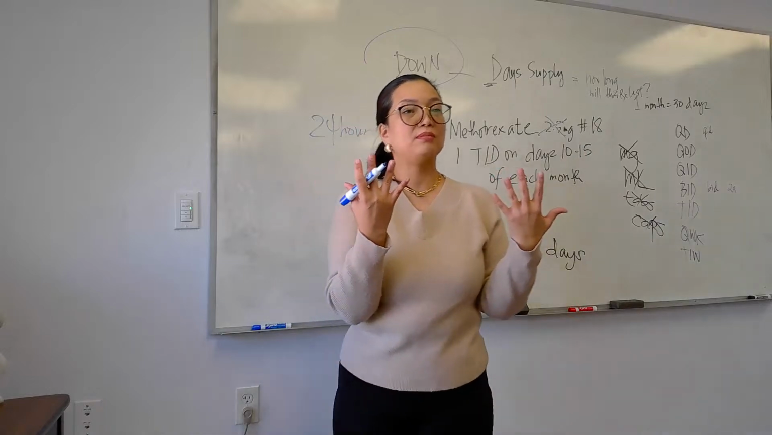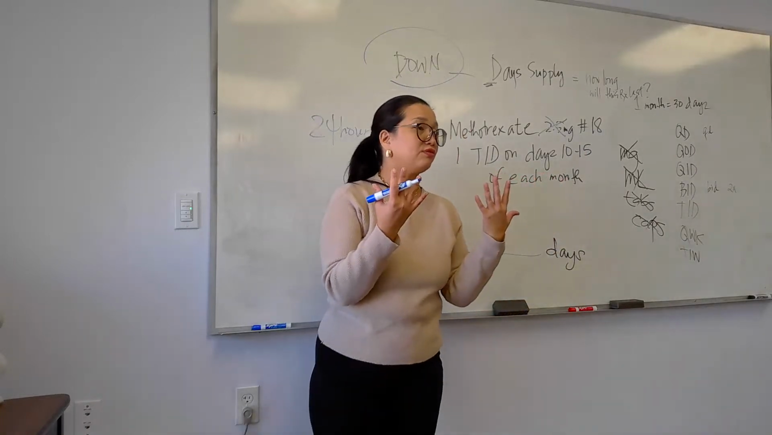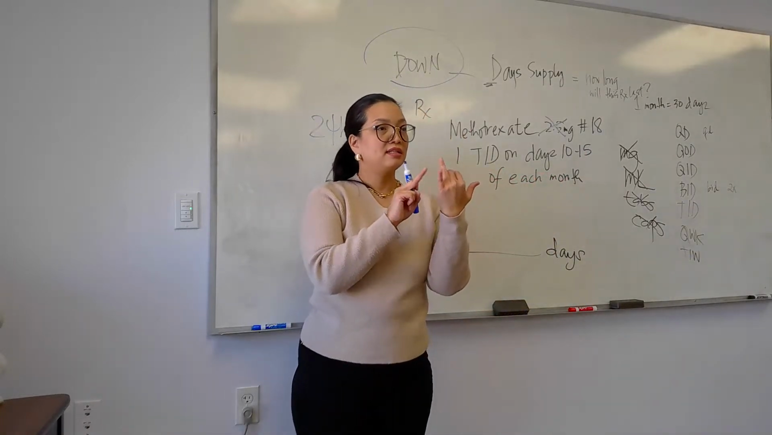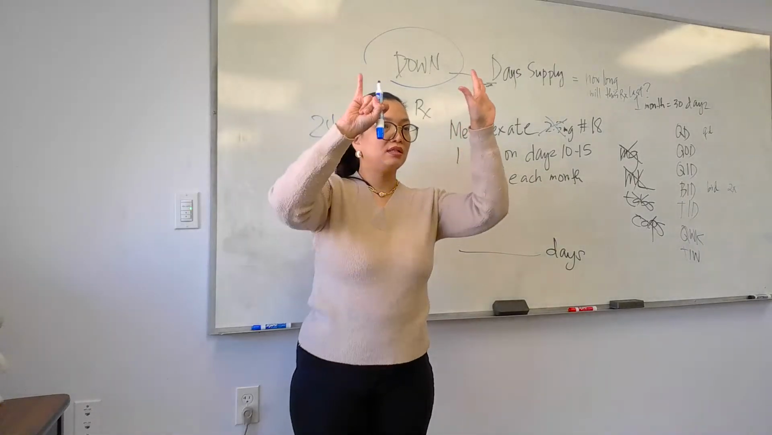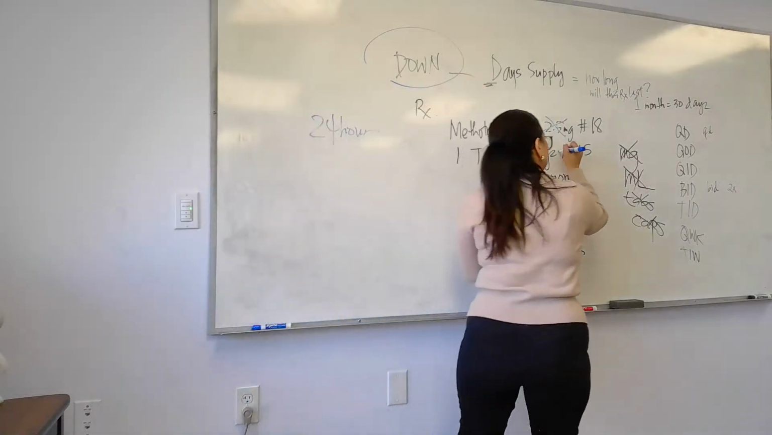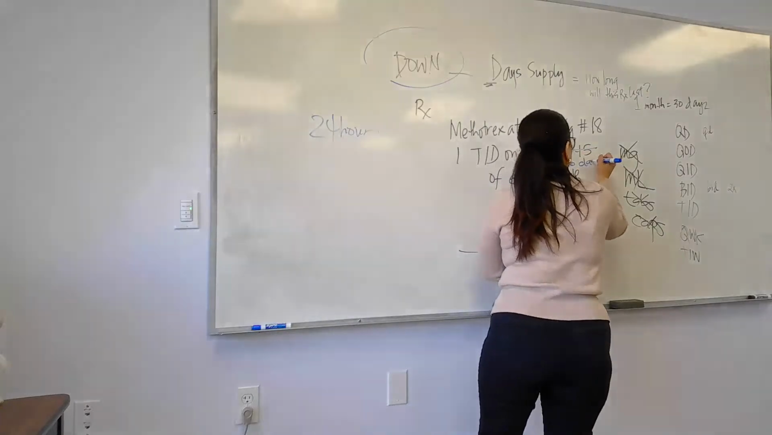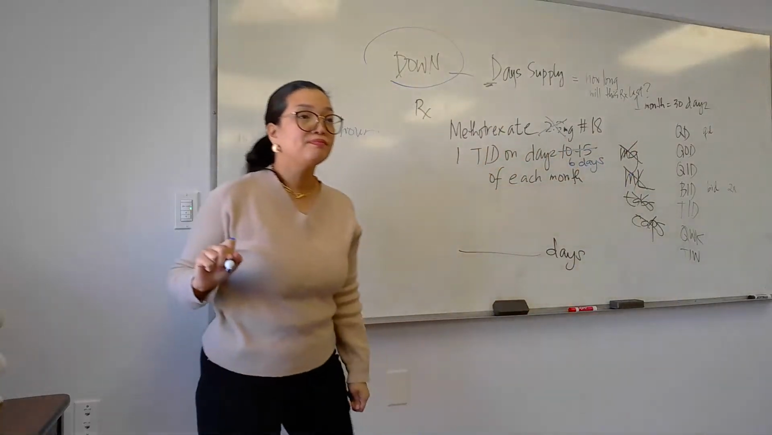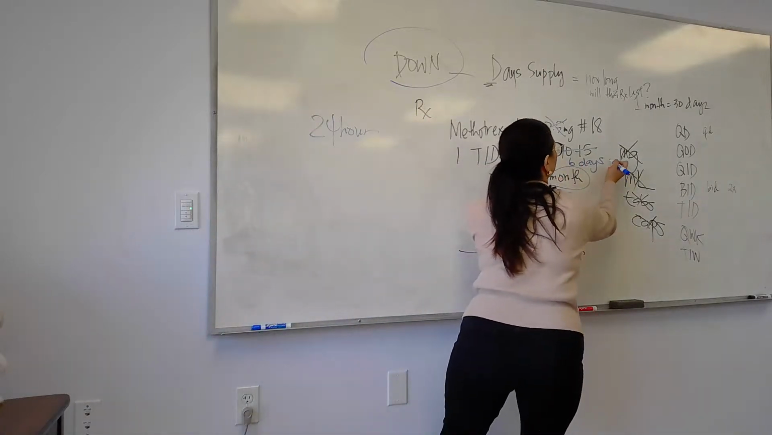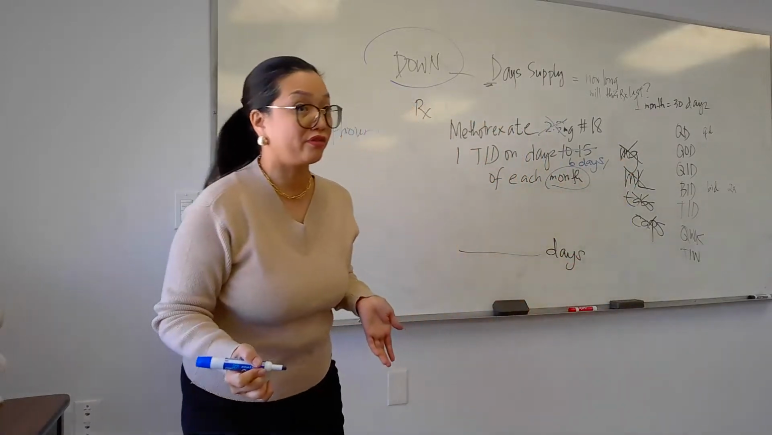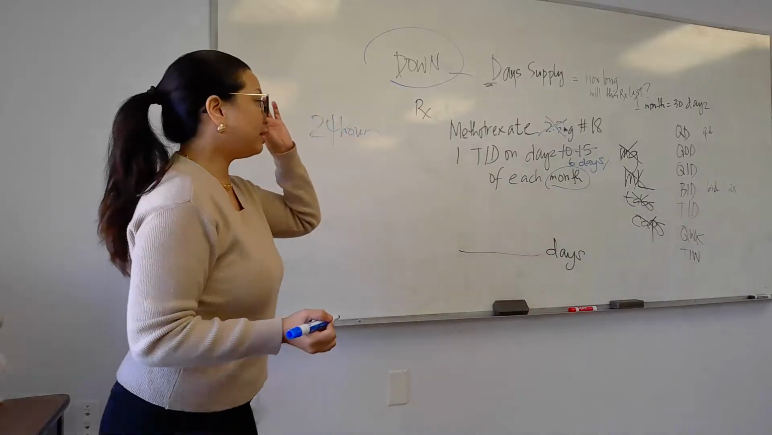Now you have to count. How many days is that? Days 10 to 15. Day 10, day 11, day 12, day 13, day 14, day 15. So I'm going to cancel this out and I'll put 6 days here instead. Can you follow? I only have to give the patient 6 days, but I'm going to encircle this because it's 6 days per month. Are you following?